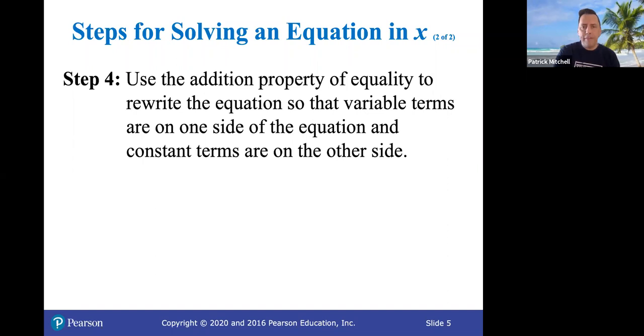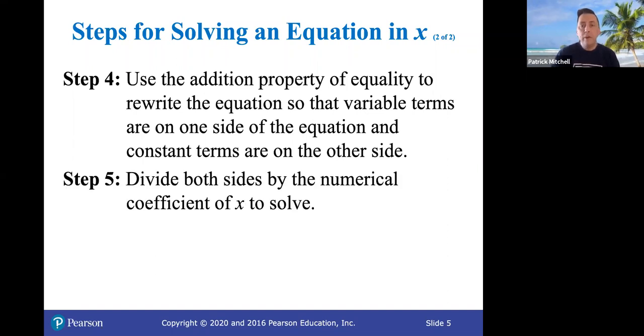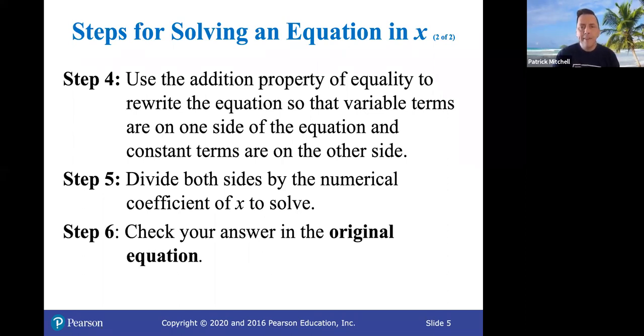So then the only thing left to do really is to divide both sides by the coefficient of x. Now we say divide both sides, but when the coefficient of x happens to be a fraction, we usually talked about multiplying both sides by the reciprocal. That's the same thing as dividing by the fraction. And then step 6, you're always encouraged to check your answer in the original equation. So you don't have to cross your fingers and hope you're right. You can actually check to make sure that you're right.